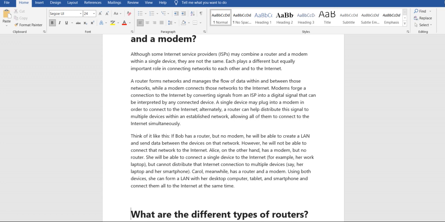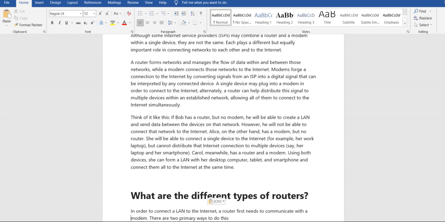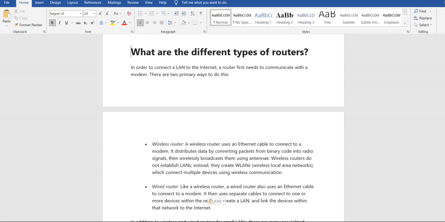Modems forge a connection to the internet by converting signals from an ISP into a digital signal that can be interpreted by a connected device. A single device may plug into a modem in order to connect to the internet. Alternately, a router can help distribute these signals to multiple devices within an established network, allowing all of them to connect to the internet simultaneously.